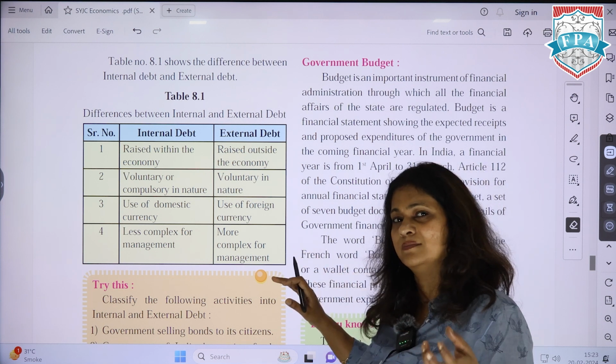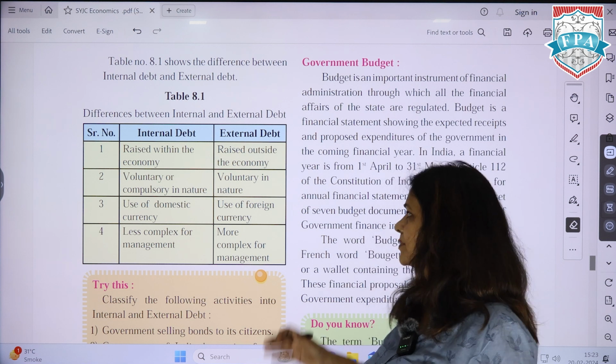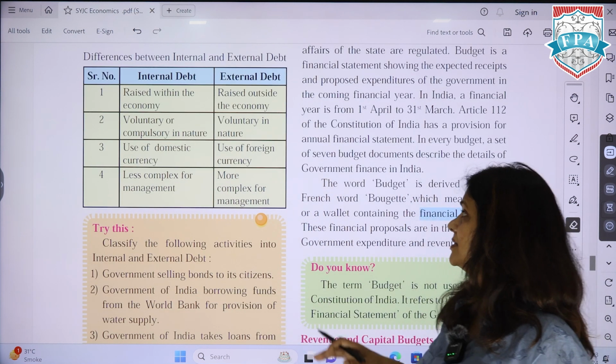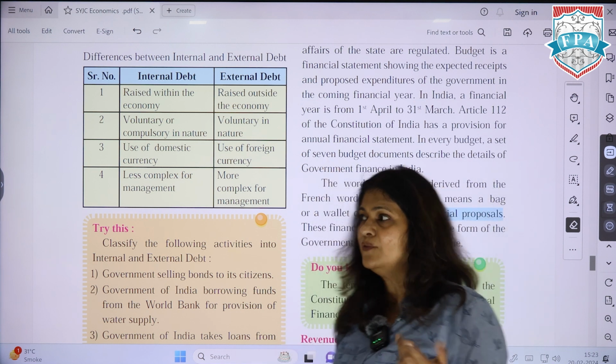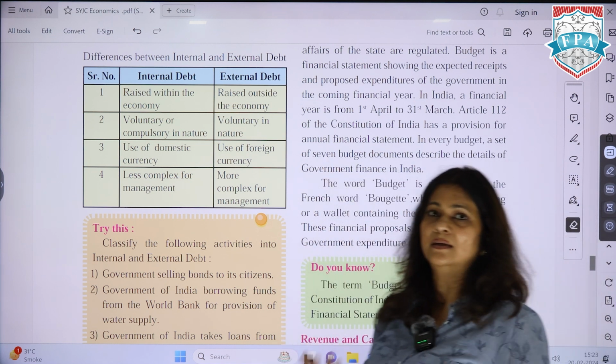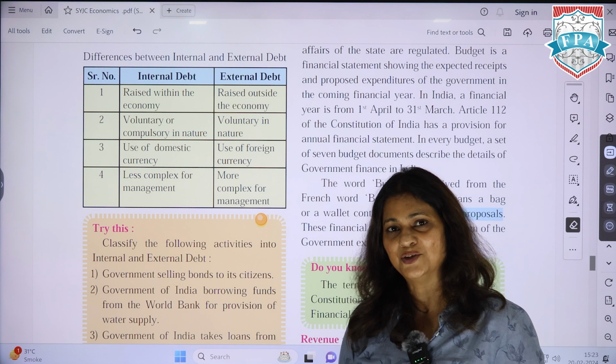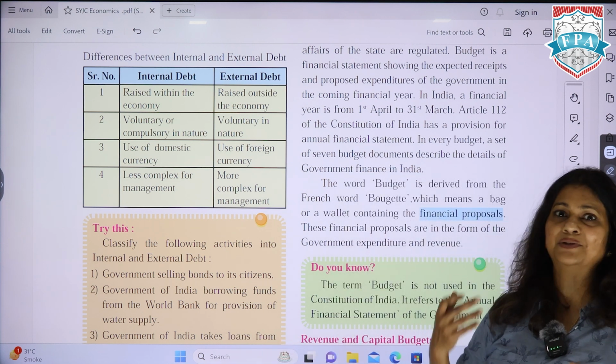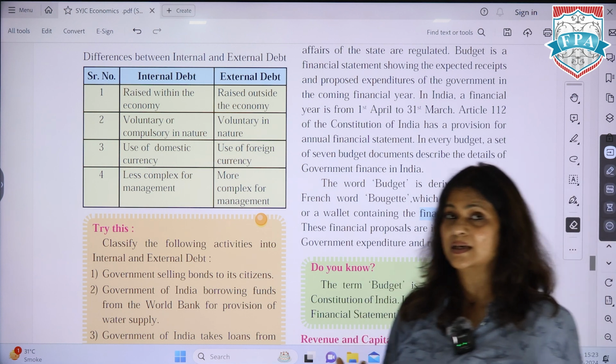Internal debt voluntary or compulsory, dono forms mein ho sakta hai. Internal debt is always in our own domestic currency, but external debt is in foreign currency. Internal debt hai to obviously easier to manage hoga na, so less complex hoga, but external debt is more difficult to manage because two countries are involved, different currencies are involved.